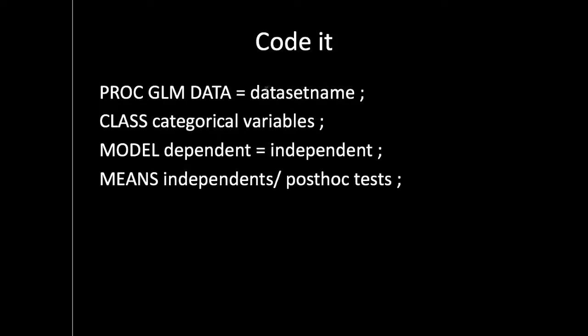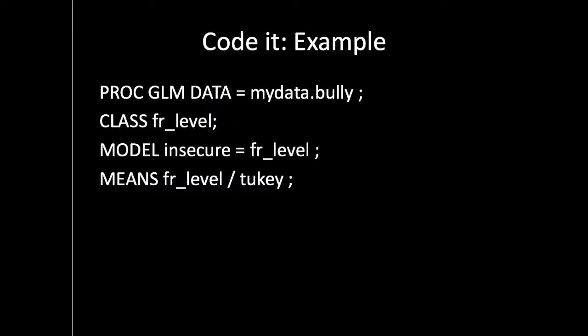Here's the code. PROC GLM, data equals the dataset name, class, so this would be any categorical variables. If you're doing an ANOVA, you need at least one categorical variable. Model, the dependent variable, equals the independent variable. Means, the independent variable that you want the test for, slash, and then the post hoc test you want. So that's the syntax.